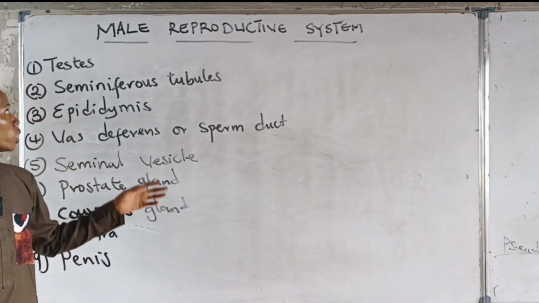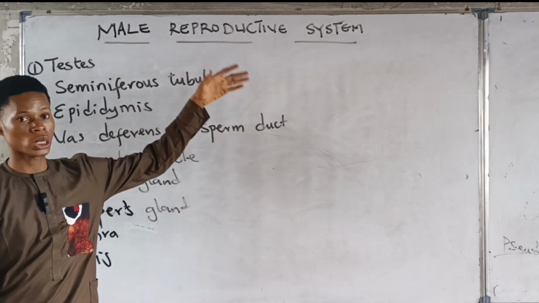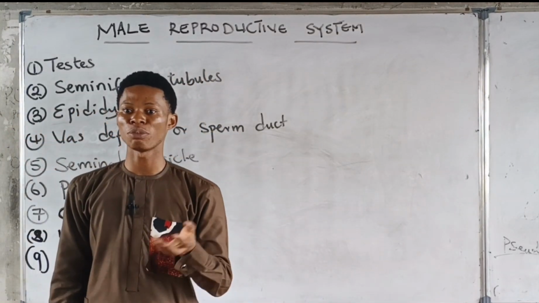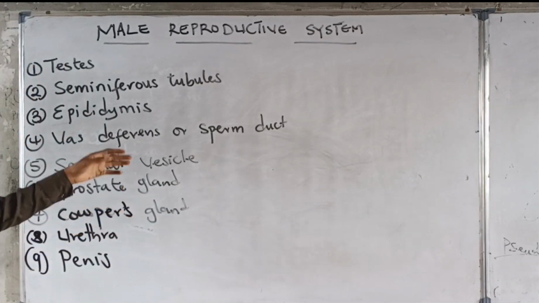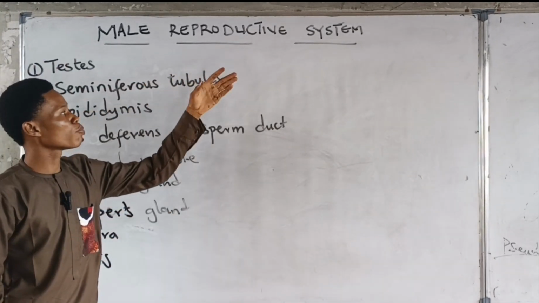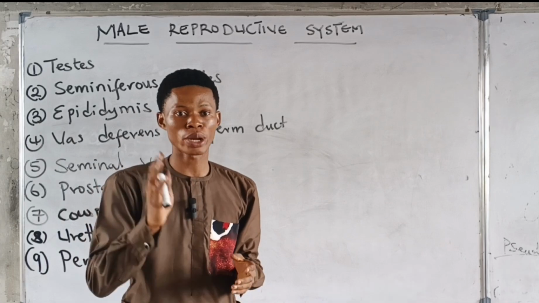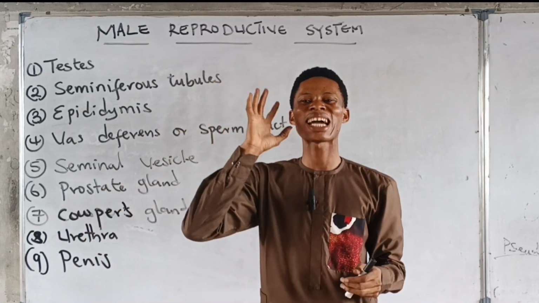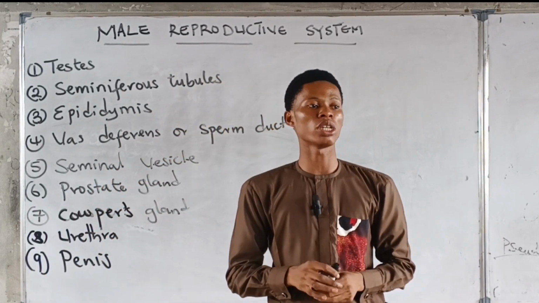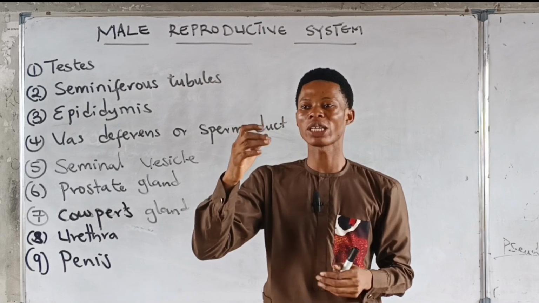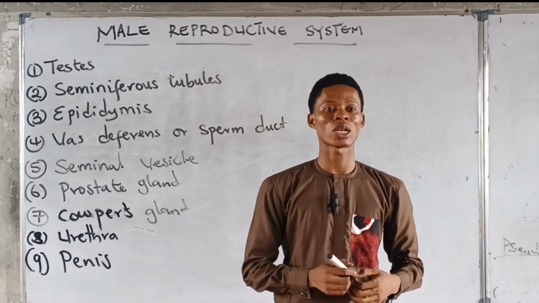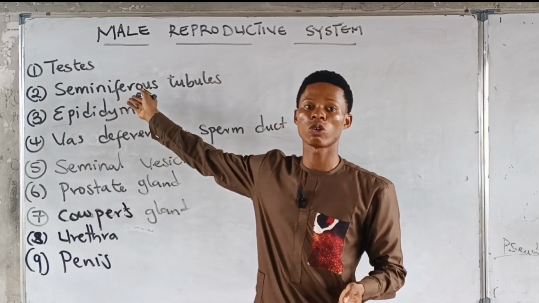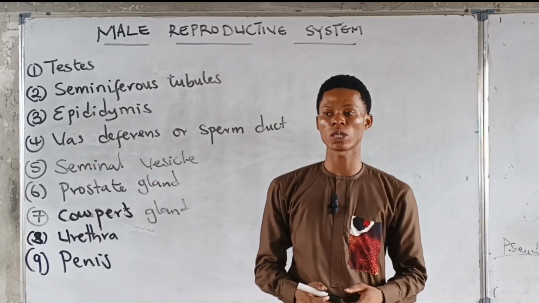Alright, so we are going to be looking at the male reproductive system, after which we'll look at the female reproductive system. So let's start from this. The male reproductive system has different parts, but we have 9 major parts. We are going to be looking at them one after the other and their functions, because what you see in exam is basically the functions of the different parts of the male reproductive system.